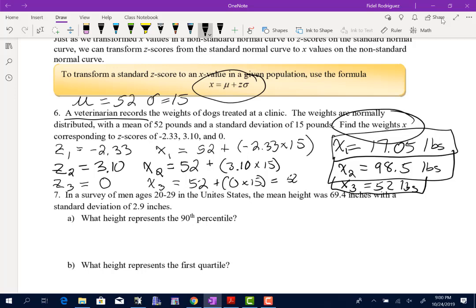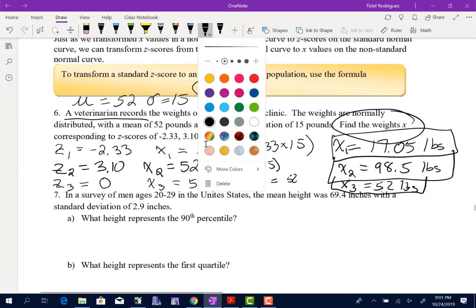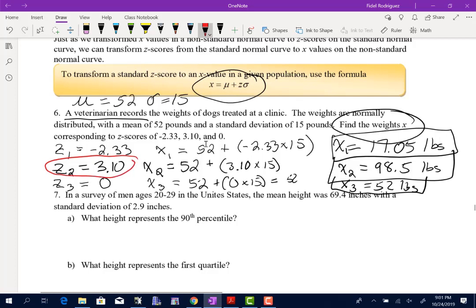So think about what we were doing before. What we were doing before was, if I told you, hey, Fred, I have a dog that weighs 98.5 pounds, and the average weight of the dogs we're looking at is 52 pounds with a standard deviation of 15, what's the probability that I pick a dog that weighs 98 pounds? We would take that 98 and convert it to a z-score. For a 98-pound dog, the z-score would have been 3.10, and then we would find the probability that the dog we picked weighs 98 pounds or less, or 98 pounds or more, whichever way we're looking at. Here, we're just going backwards.